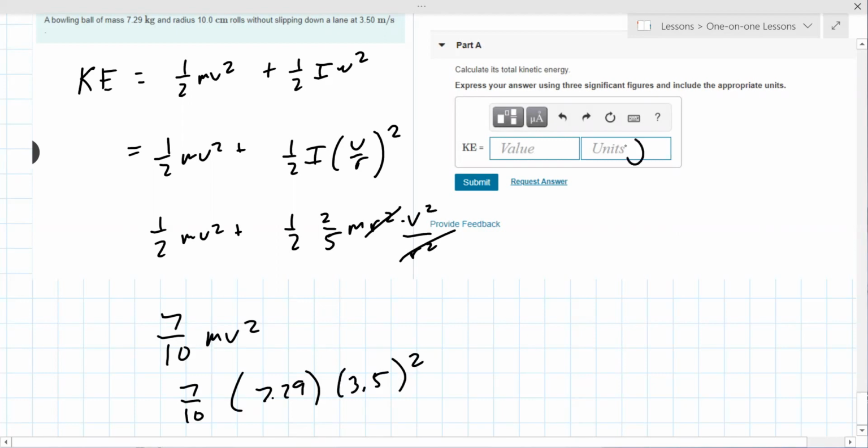So whatever that is, your units are going to be in joules. Let's get that number for you. 7/10 times 7.29. Interestingly, the radius of the ball doesn't matter. I don't really understand that, but that is what it is. So this is 62.5 joules. 65 joules. Let me try that. 62.5 joules, yeah.